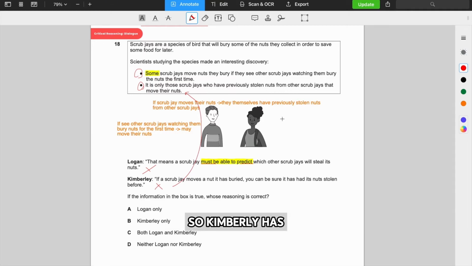So Kimberly has misinterpreted statement 2, so you have to be very precise when you're analysing the language, right? Especially in an exam when you're really nervous and you're trying to skim the passage. Make sure you're always precise, which is obviously challenging, but doing a lot of practice will help, and also underlining keywords would help as well. So both of them are wrong. Option D is our answer.